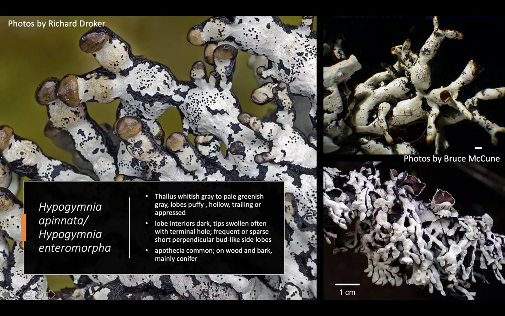Here's some apothecia. Apothecia are quite common here. There are frequent or sparse, short perpendicular bud-like side lobes. See all these little bud-like side lobes coming off here? Look at these ones, all these little side lobes. You'll find this on wood and bark, mainly of conifers. Again, that's Hypogymnia appinnata, Hypogymnia enteromorpha.